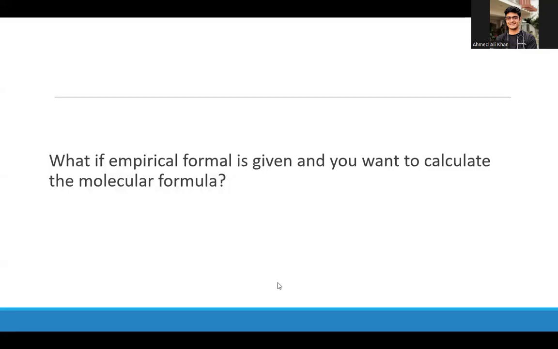Okay, so let's move on to the next segment. What if you have the empirical formula given and you want to guess what the molecular formula for that compound was? The empirical formula is like the simplified version of the molecular formula. You just pick a common factor and divide by it to get the empirical formula, just like ratios. But what if you have the empirical formula and you want to know which compound it was the empirical formula of? To do that, we'll follow some steps.